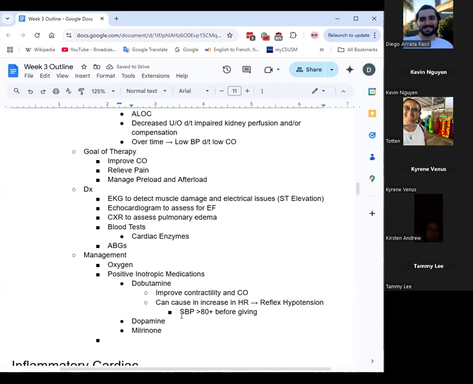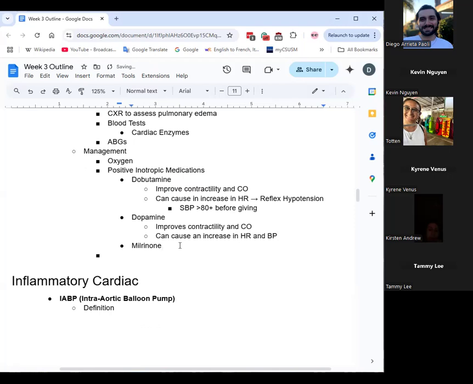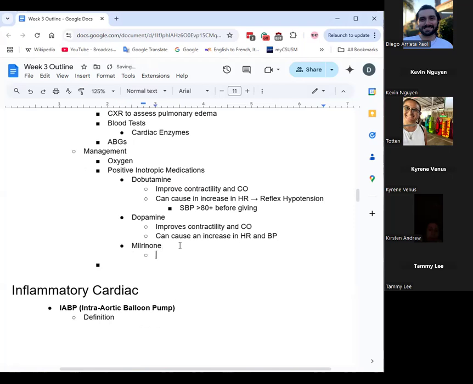Dopamine, what does dopamine affect? Yeah, so it will cause an increase in heart rate and blood pressure. So we're just getting some information from your medications here. What about milrinone?